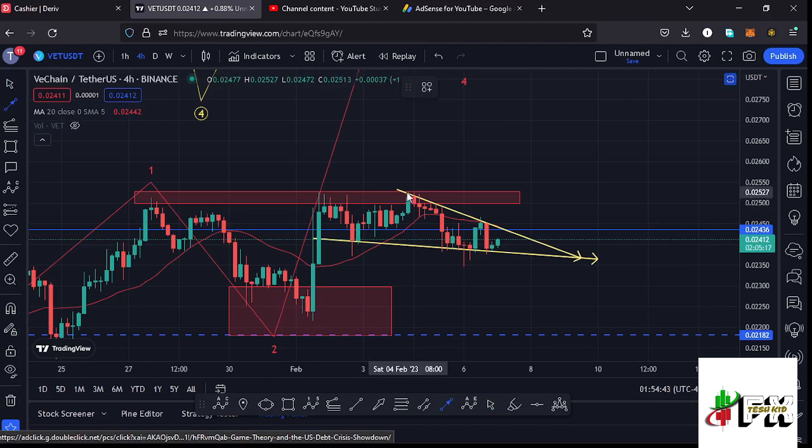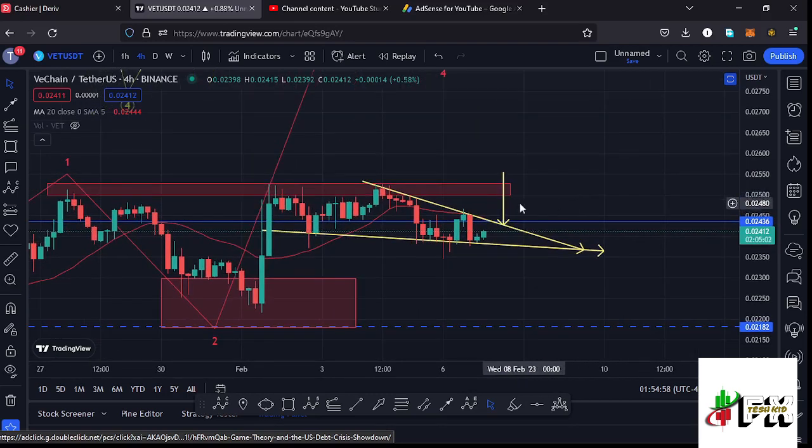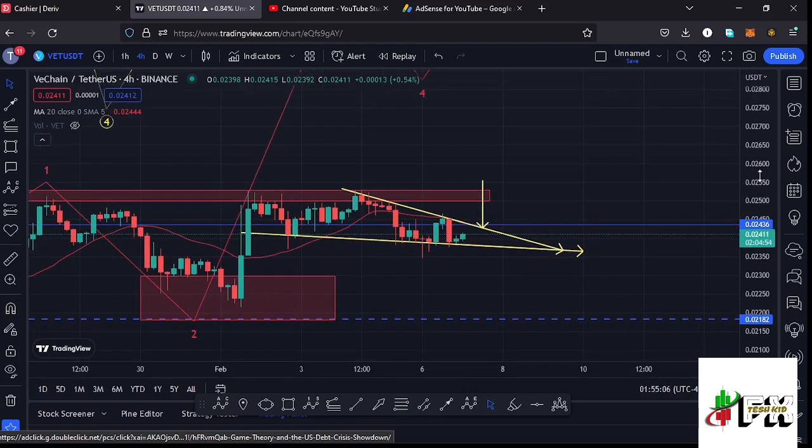And to give you the minimum target area of the breakout, I can get the height of the triangle, then place it at the apex of the triangle, and that gives me a minimum target area back to the area at around the $0.02555 mark. So in case we see a breakout to the upper side, there are chances of getting back to around the $0.0255 mark.